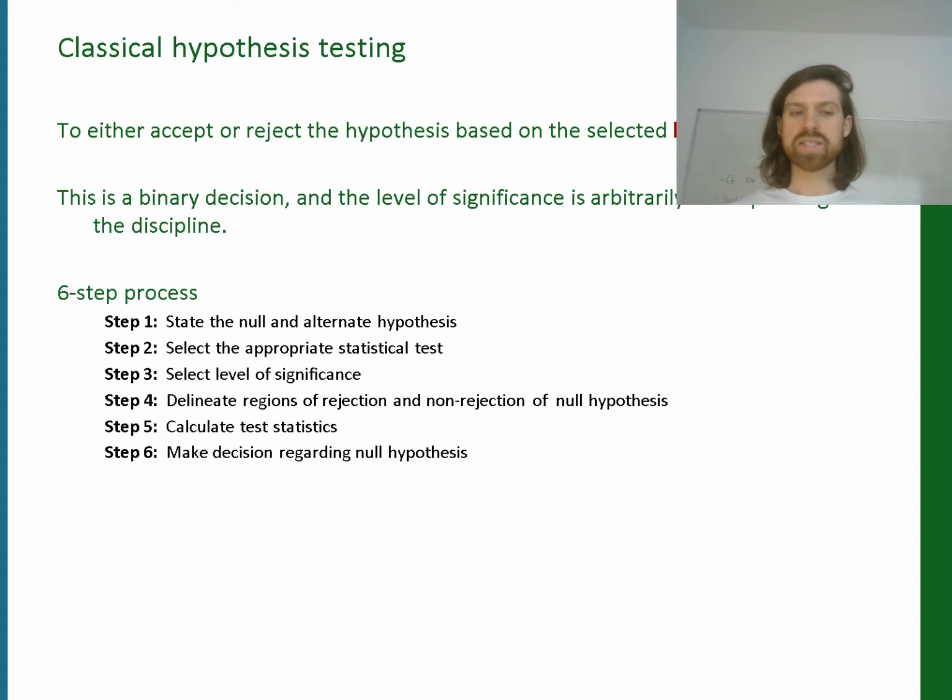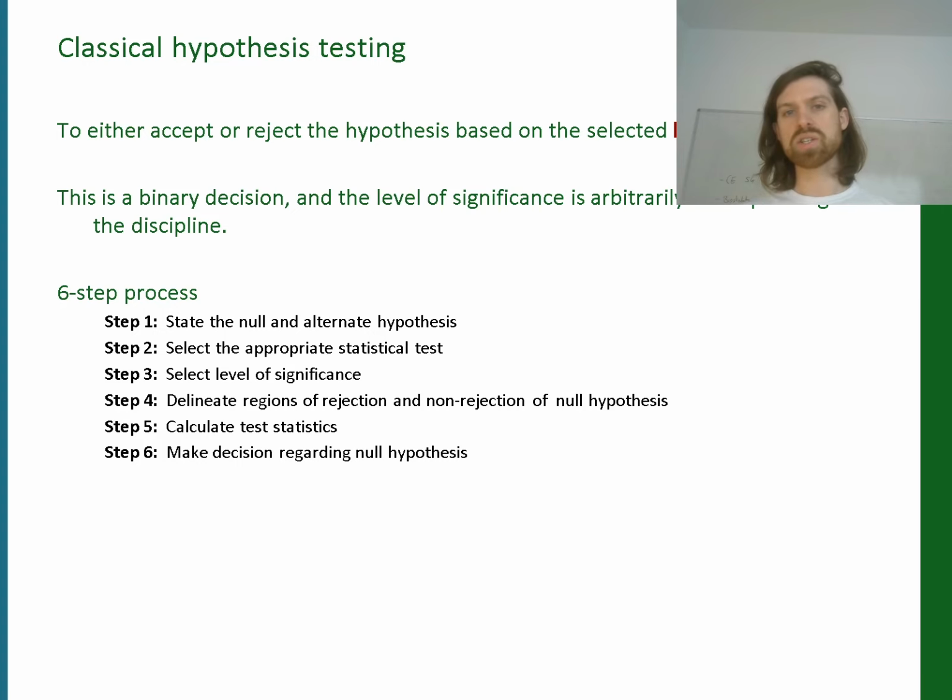So, classical hypothesis testing. There are essentially 6 steps, and we're going to go over those 6 steps today. Essentially what we're looking to do is to either accept or reject the hypothesis based on the level of significance that we set prior to actually setting out on collecting data and basically making a judgment about the effectiveness of that data in informing our hypothesis.